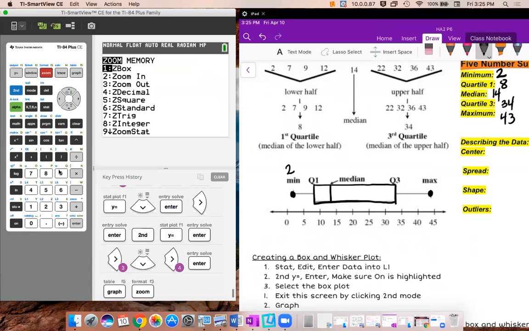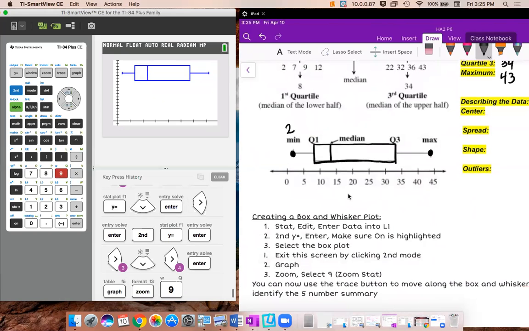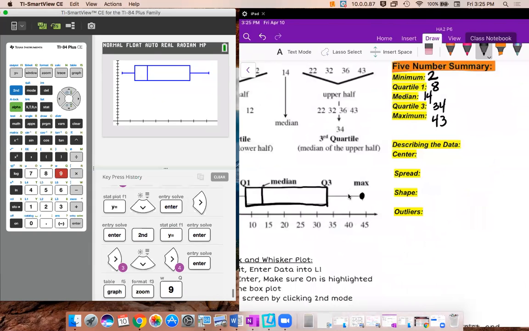Do zoom number 9, so it zooms into your stats, and then there's your box and whisker plot that matches just like this. So that's how you can make one on your calculator. And then we just want to talk about the center, the spread, the shape, and the outliers.